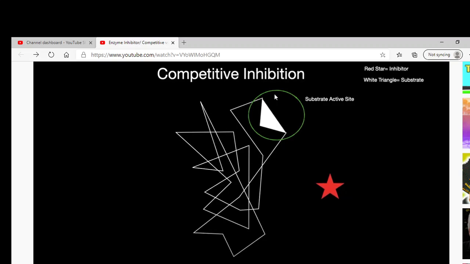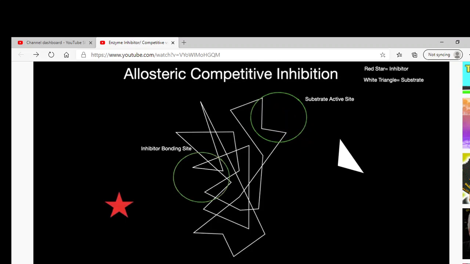So the inhibitor and the substrate are racing toward that active site. So whoever gets there first gets to keep it. So in this case, the substrate got to it first, and so the inhibitor has to go away. But in this case, the inhibitor gets to it first, and the substrate can't bond, and so it goes away. Okay? But now there's also a second one. It's called allosteric competitive inhibition.